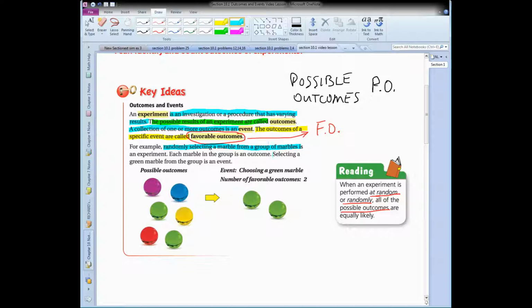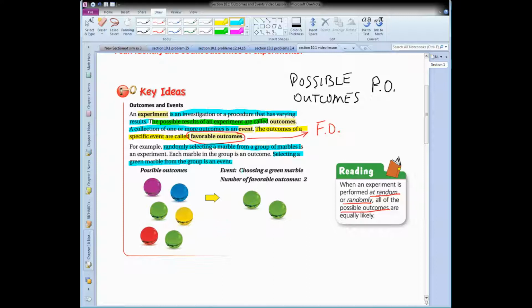Selecting a green marble from the group is called an event. So that means that there's one or more outcomes. If I were to choose a purple marble, that would be an event. If I were to choose a yellow marble, that would be an event.